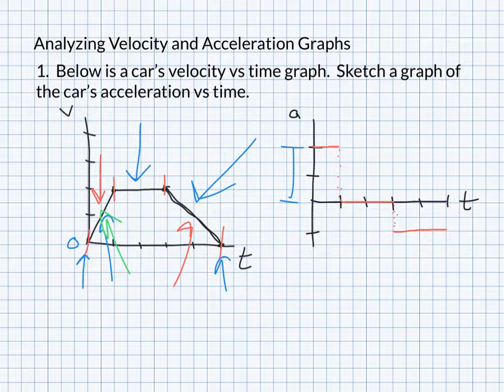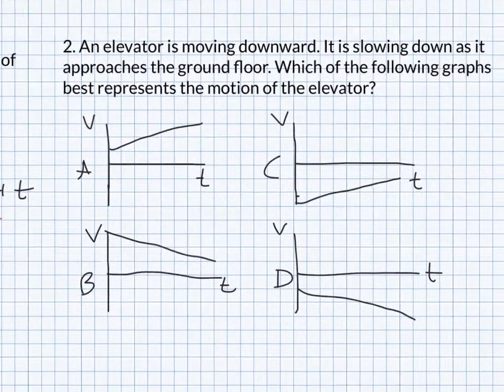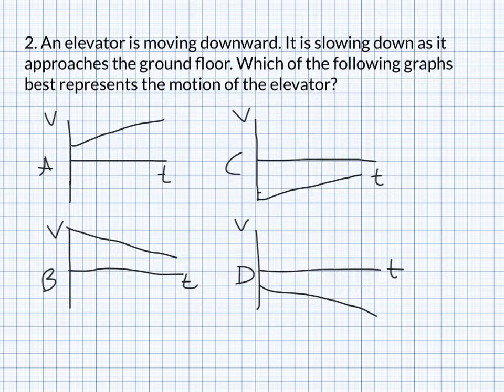Good times. All right, let's go try another one. Comparisons, love our comparisons. An elevator is moving downward and slowing down. That's a tricky one. And we have 4 graphs, and only one of them is going to represent the motion of the elevator. Well, we have to indicate an elevator moving downward and slowing down as it approaches the ground floor. It's approaching the ground floor. So we have to be approaching 0.